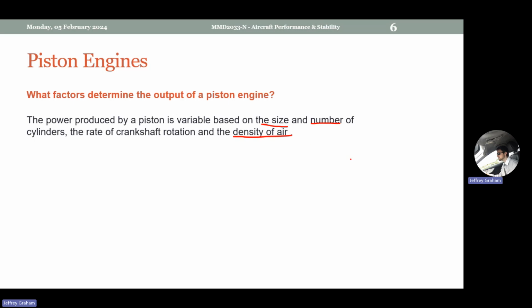Finally, the density of the air. Right, density is a very approximate, rough statement, because density affects the temperature, it affects the pressure. This is a very famous equation for aerodynamics, the equation of state. So telling you that the pressure at any particular point is equal to the density multiplied by the temperature, and R is the ideal gas constant.